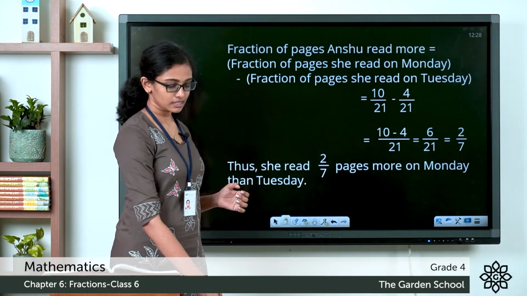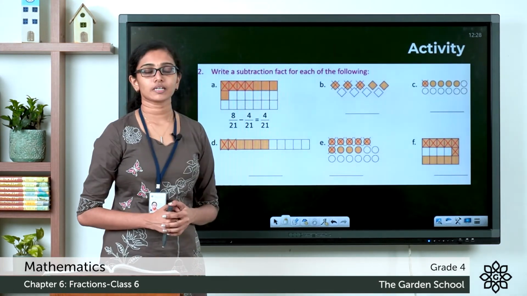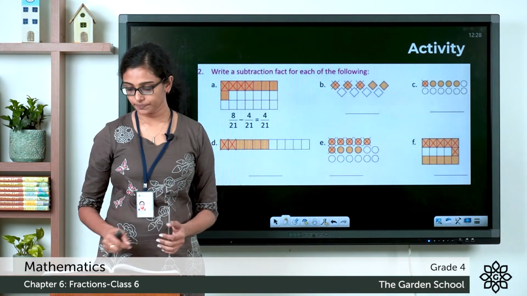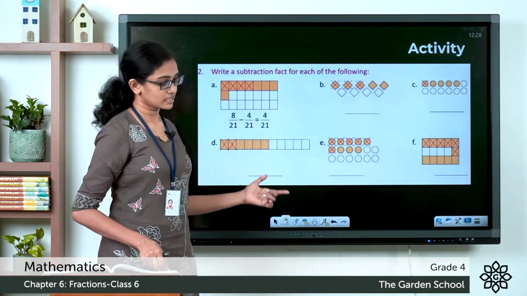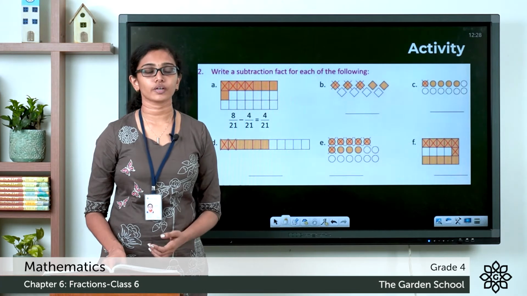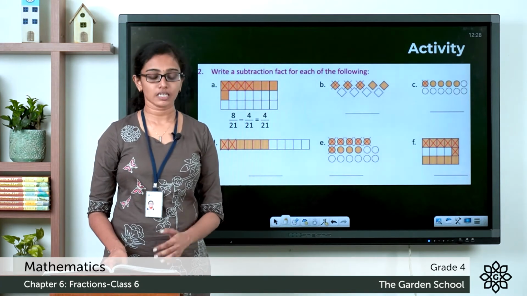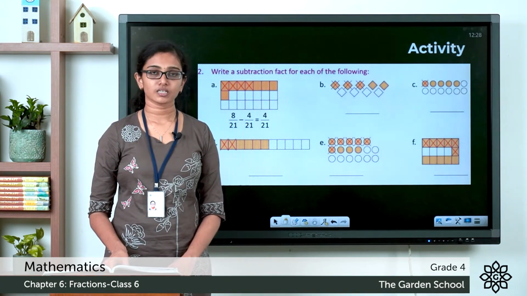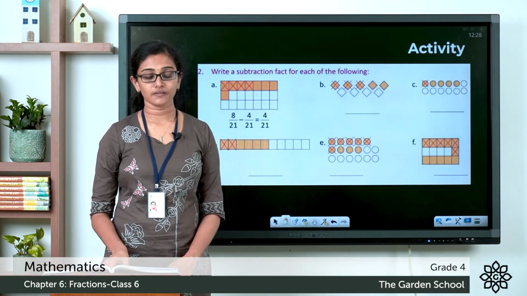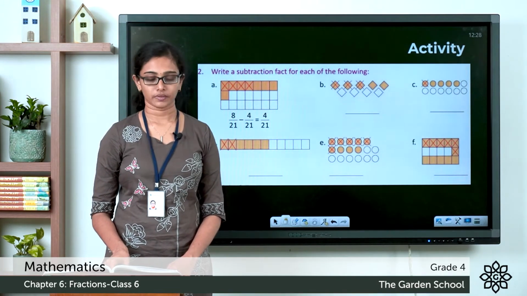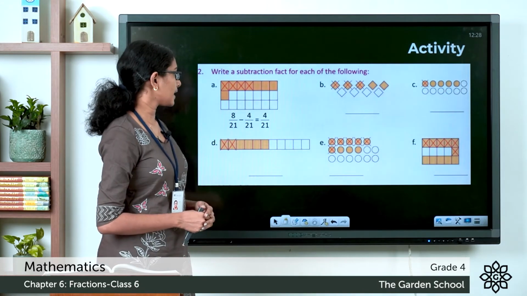Hope you are clear with this. Now, let's do one question from exercise 6.3. You can see these questions on page number 90 of your textbook. Turn to page number 90 in your textbook. Let me read the question to you. Write a subtraction fact for each of the following. And the first one is already given there.